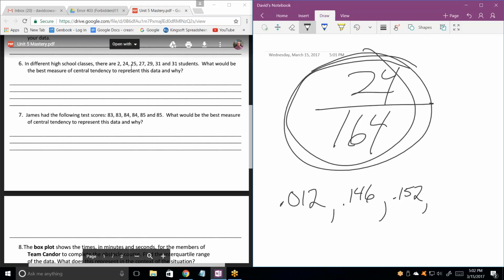Yes. 27 divided by that? 0.164. And finally, 31 divided by that. 0.189. And that's twice. Now, if you add up all of those, you should get 1.